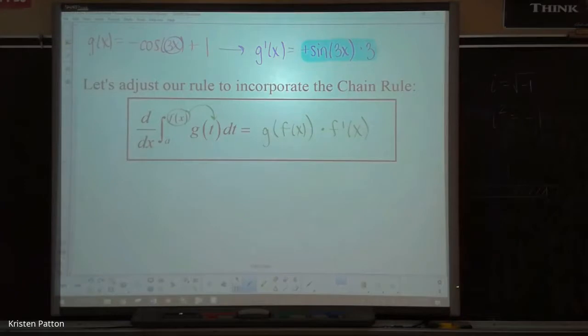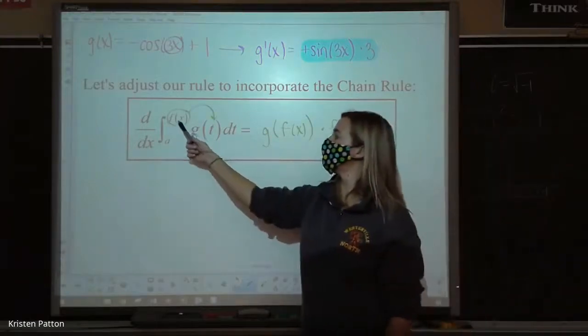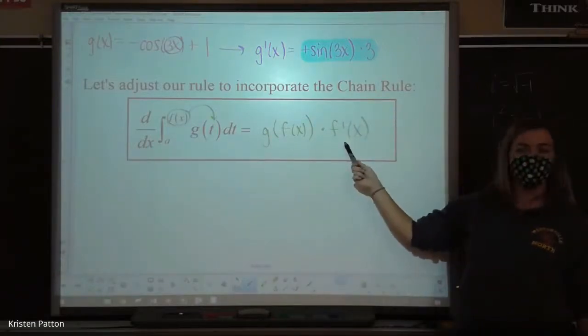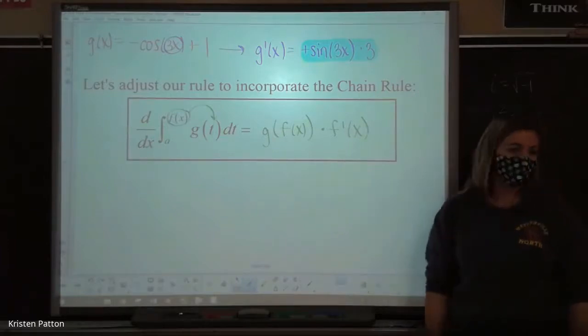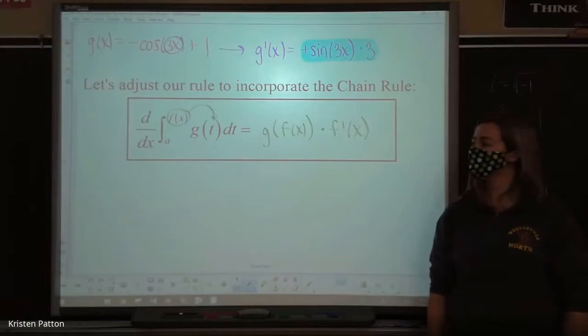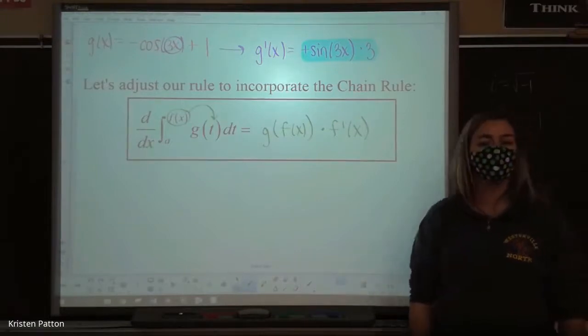So it's the same rule. We're still going to use a shortcut. But if that upper bound is anything other than a single x, we're going to want to make sure we multiply by the derivative of whatever that was up there, that upper bound. It's an easy fix. So let's take a look at a few examples.